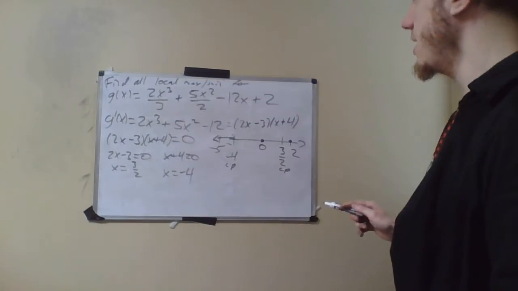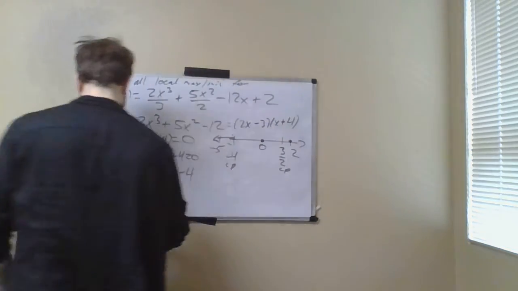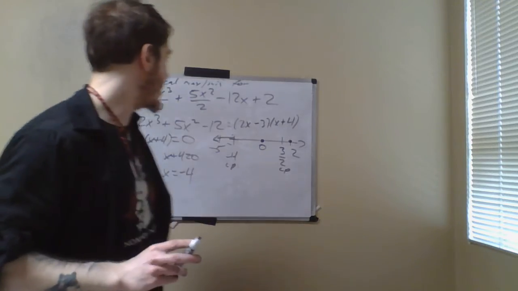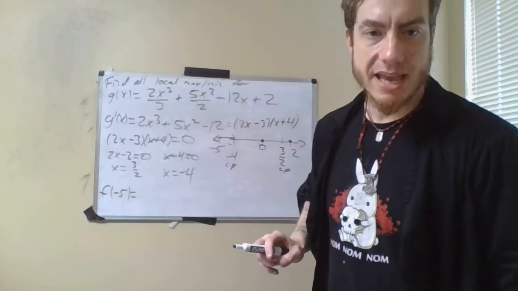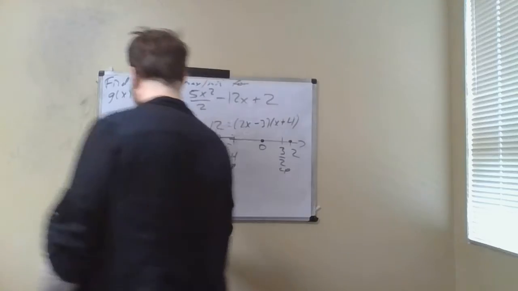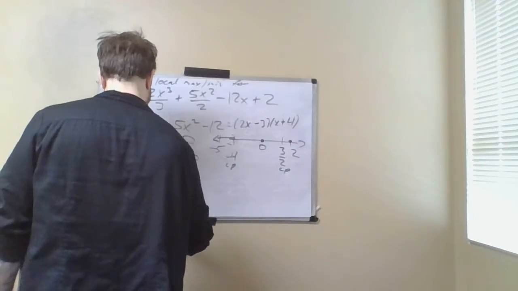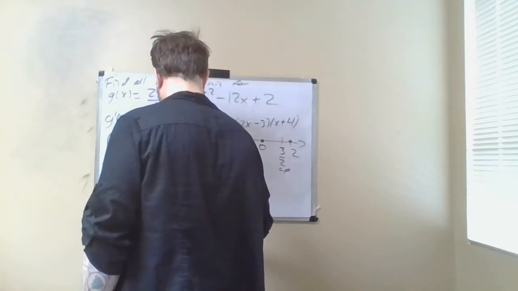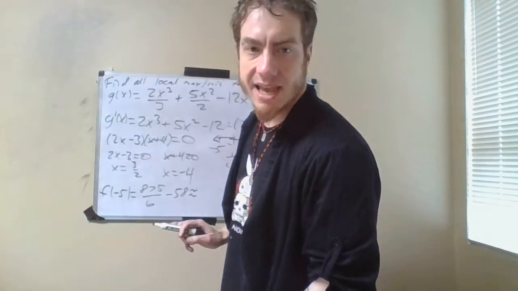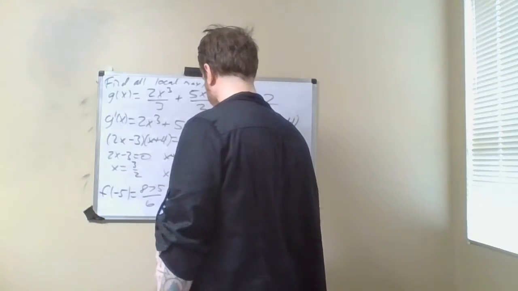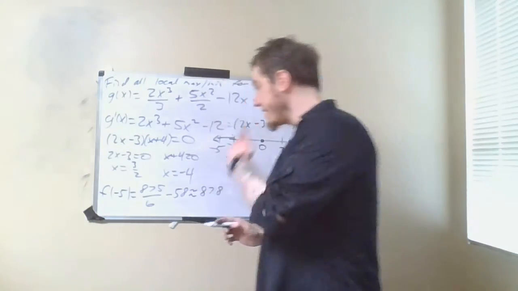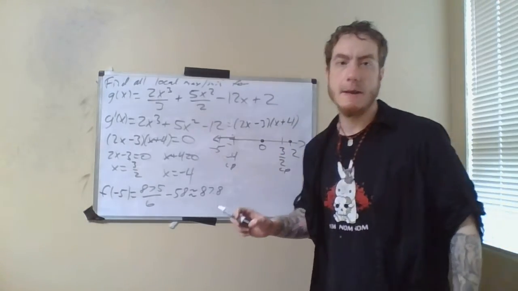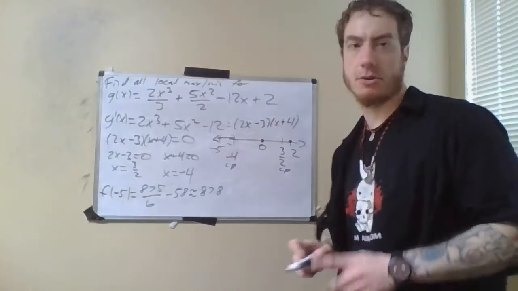So if we do f evaluated at negative 5, what we end up with is 875 over 6 minus 58, which is approximately 87.8. And the reason I'm looking at this approximation is because we're going to use this then to compare this to the other numbers.